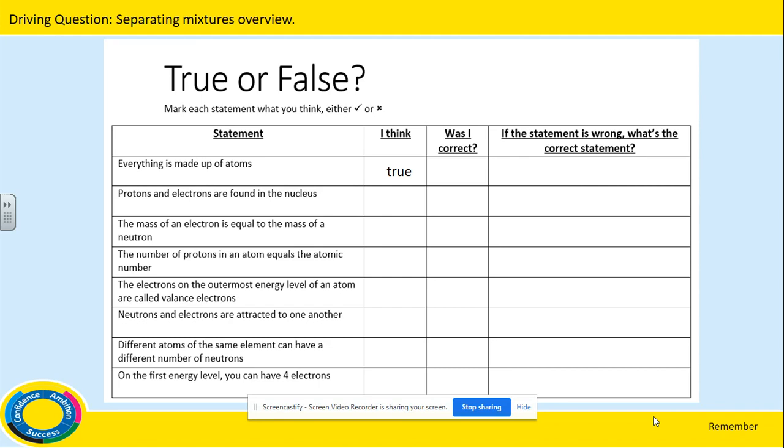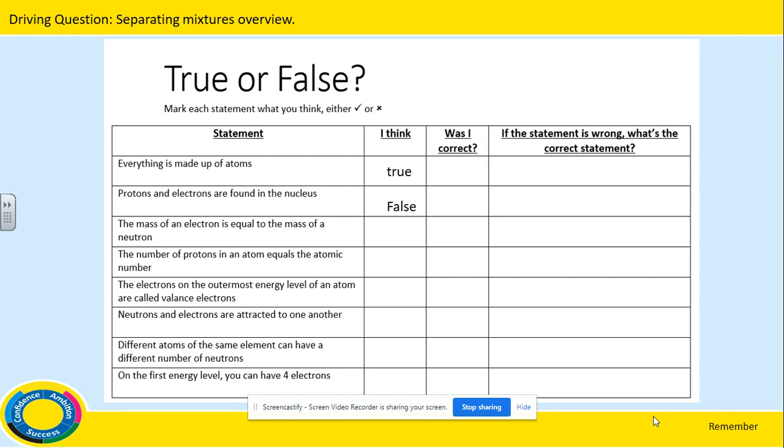Second statement. Protons and electrons are found in the nucleus. Is this true or false? This is false. What is found in the center of the nucleus? They are protons and neutrons. Electrons are found on the shells. Was I correct? If you were, write yes. If not, write the correct answer.